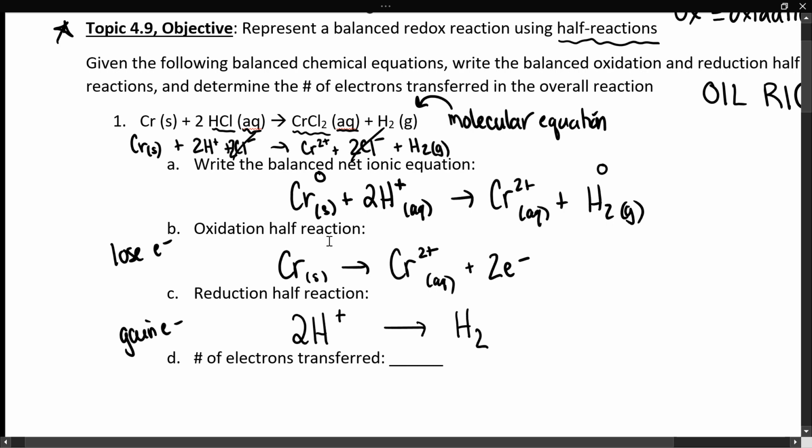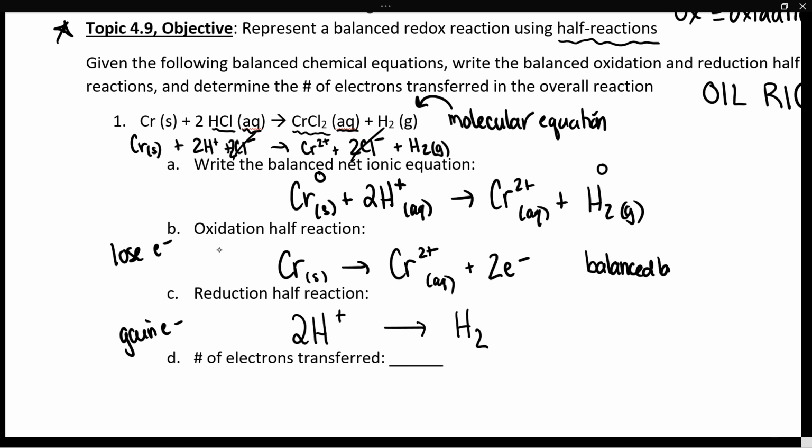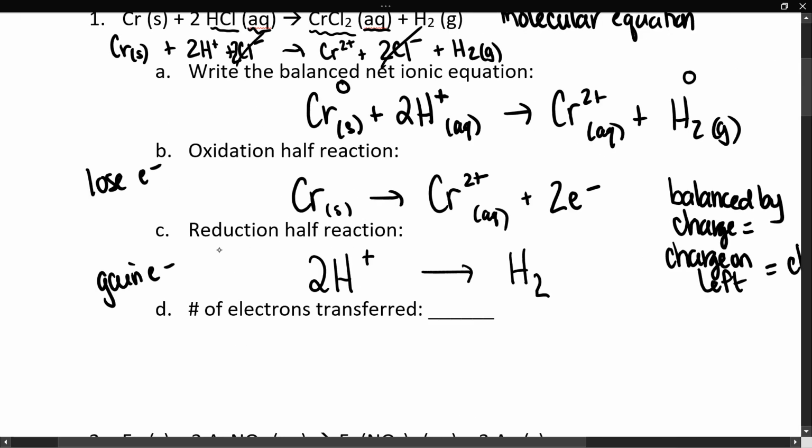When we look at balanced by charge, let's look at the example up here. Notice how on the left, your chromium has a charge of 0, it's neutral. Over here on the right, you've got a +2 ion and 2 negative electrons, so the charge on the right is also 0. That's what we mean when we say it's balanced by mass and also balanced by charge. Balanced by charge means the charge on the left-hand side is equal to the charge on the right-hand side.